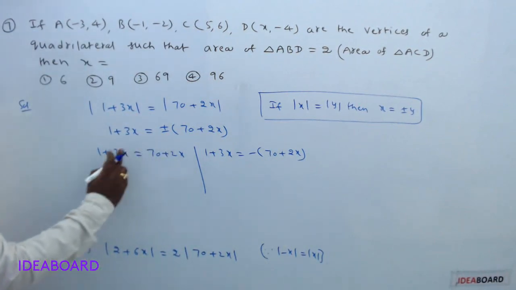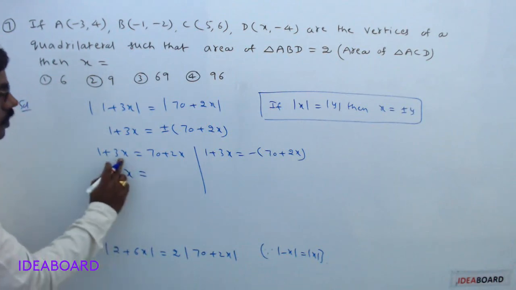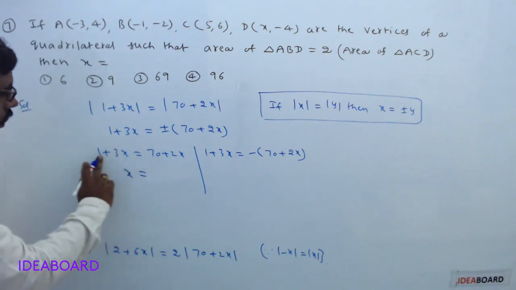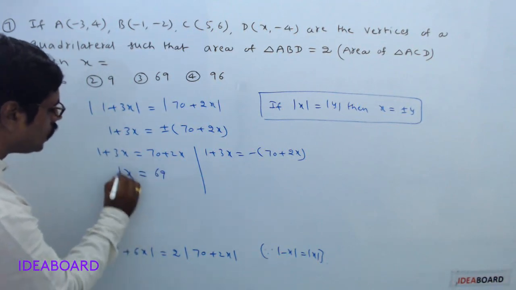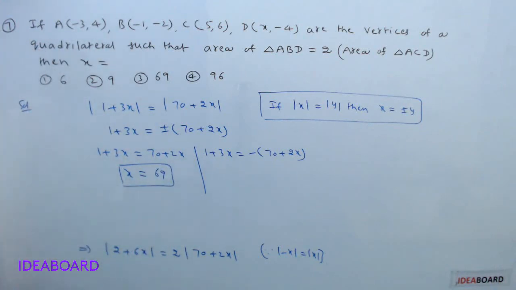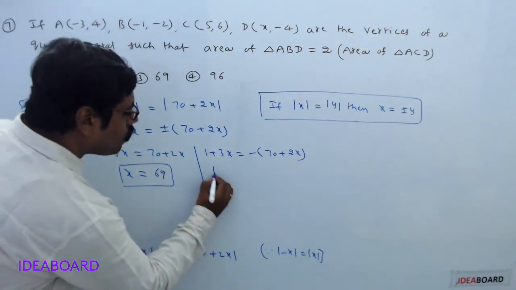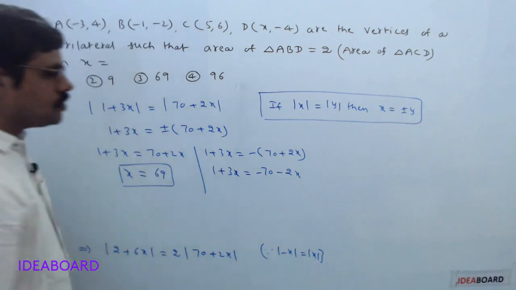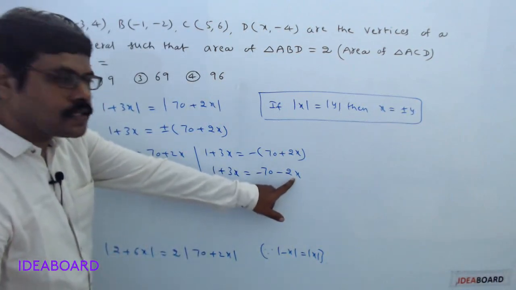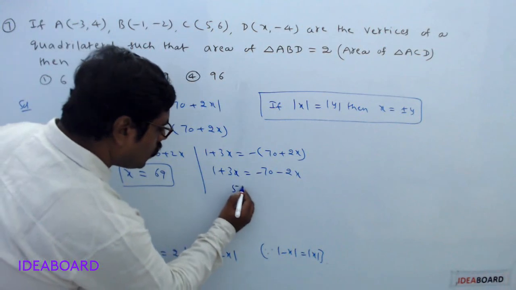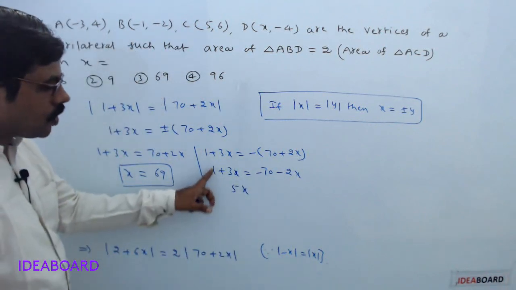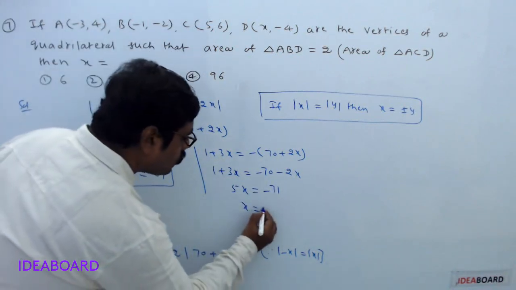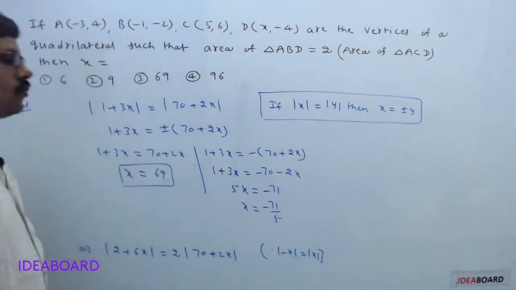Now bring this 2x from RHS to LHS. It will be 3x minus 2x, x. Bring this 1 from LHS to RHS, 70 minus 1, that is 69. So x value is 69. Now simplify this equation also. 1 plus 3x equal to minus 70 minus 2x. Bring this minus 2x from RHS to LHS. It will be 5x. Bring this 1 from LHS to RHS. It will be minus 71. So x value is minus 71 divided by 5.